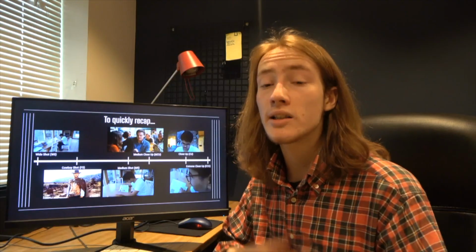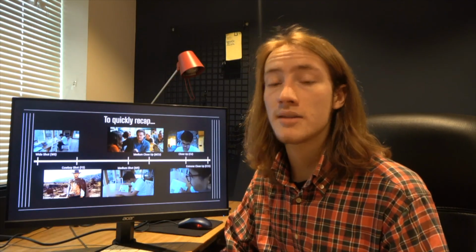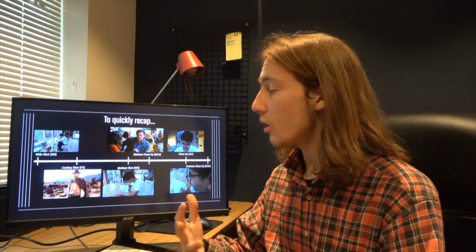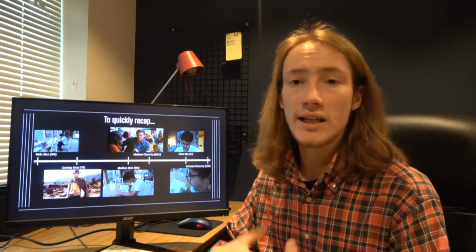Now, the medium close-up is quite good to know, since when talking about shot types, it's brought up a lot. The medium close-up doesn't really need so much explaining. It's closer than a medium shot and also used in dialogue scenes.